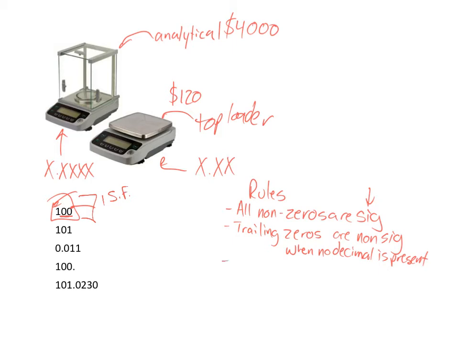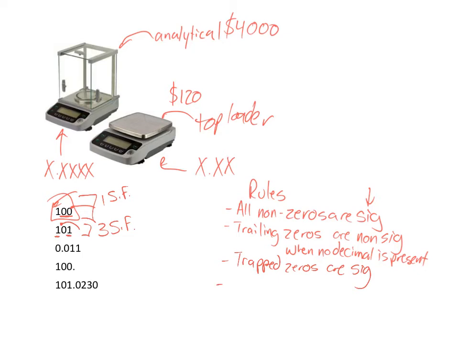Next rule. Trapped zeros are significant. So when I look at 101, this is a significant digit. This is a significant digit. That 0 is significant. Therefore, there are 3 sig figs in this particular one.